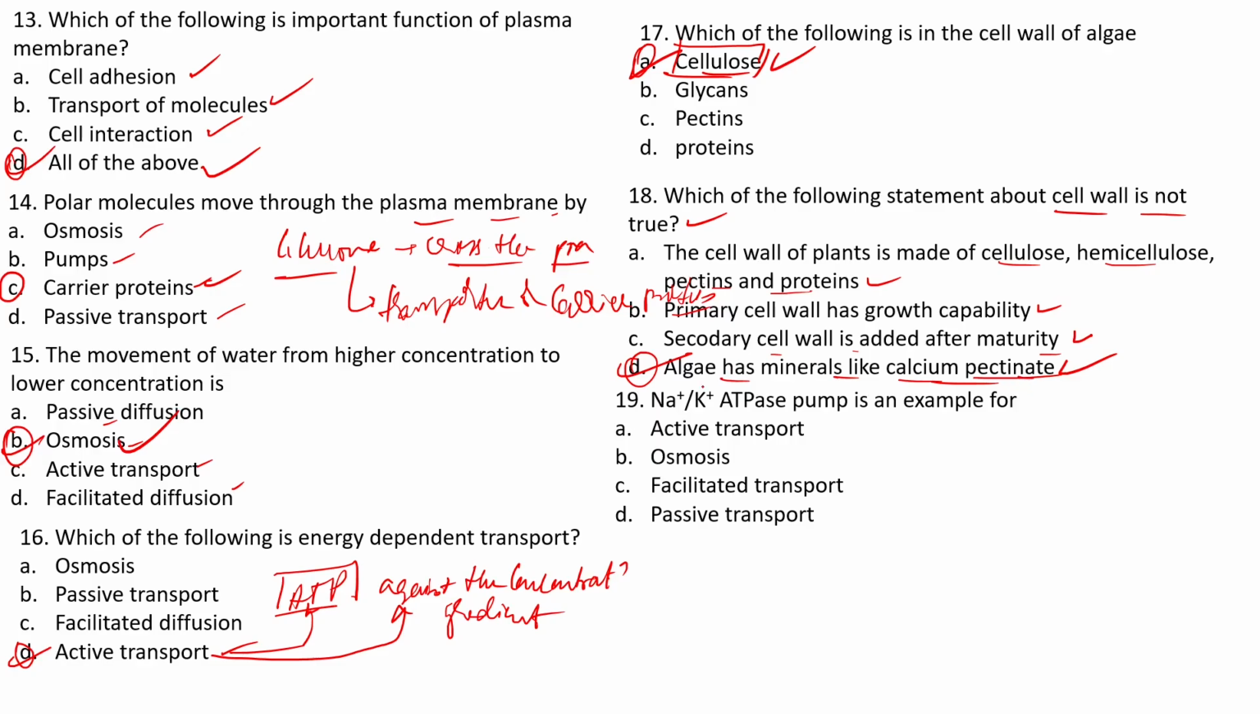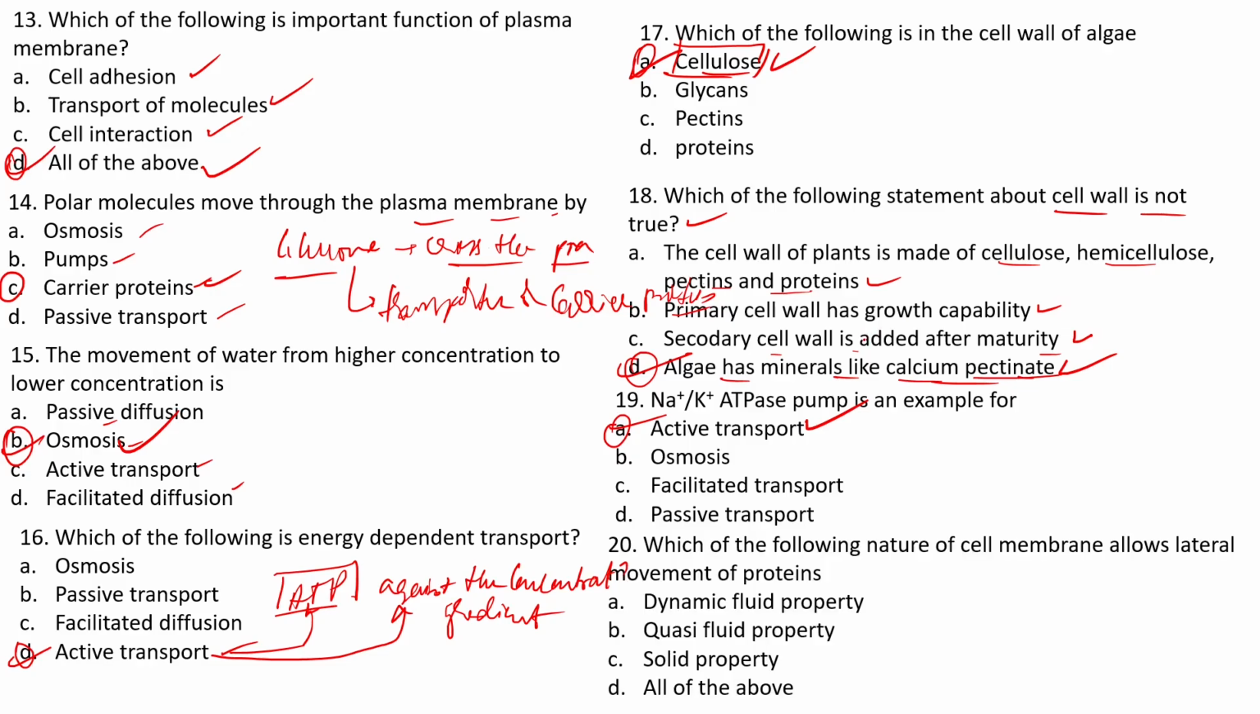The next one. Na plus K plus ATPase pump is an example for active transport, osmosis, facilitated transport, and one more option D, passive transport. The answer is active transport. You will study the sodium potassium pump in more detail in the nervous system chapter, neural control and integration, where we'll study action potential, conduction, and all. So I will not discuss it in detail over here.